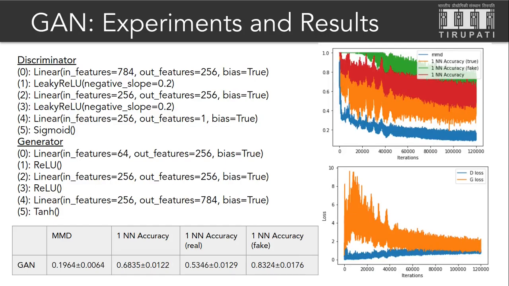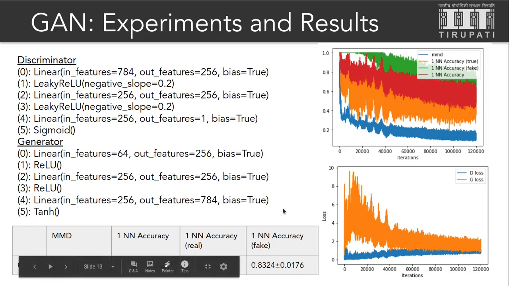So first I will show you my results for the GAN. Here on the left hand side, I've shown my model details. This is a fully connected neural network kind of model, so we have all linear connections. I will not go into that much detail. So here are the results that we have obtained during training.